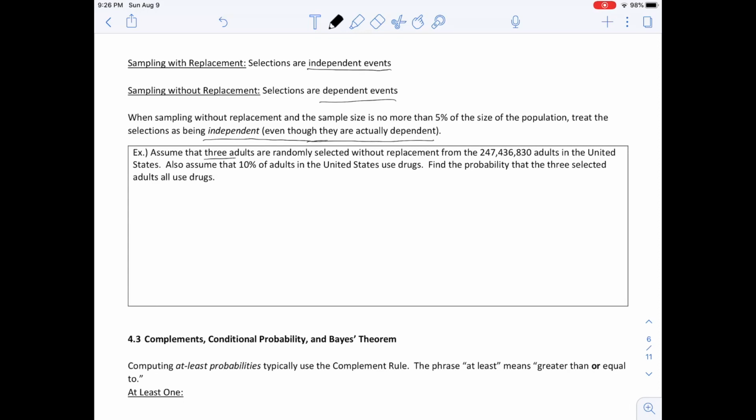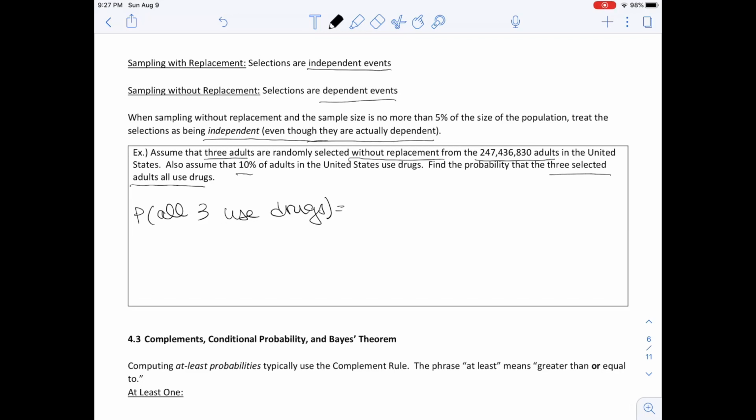So the next example we have says assume that 3 adults are randomly selected without replacement from 247,436,830 adults in the United States. Also assume that 10% of adults in the United States use drugs. Find the probability that the 3 selected adults all use drugs. So the probability that all 3 use drugs.